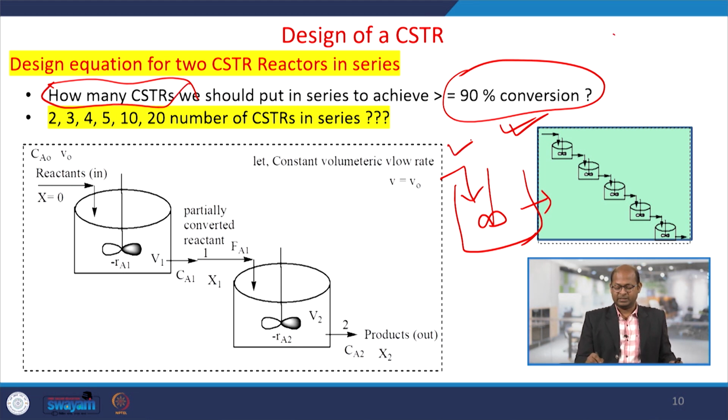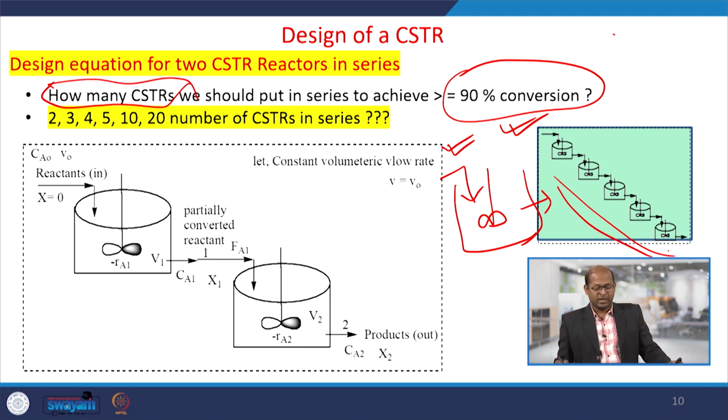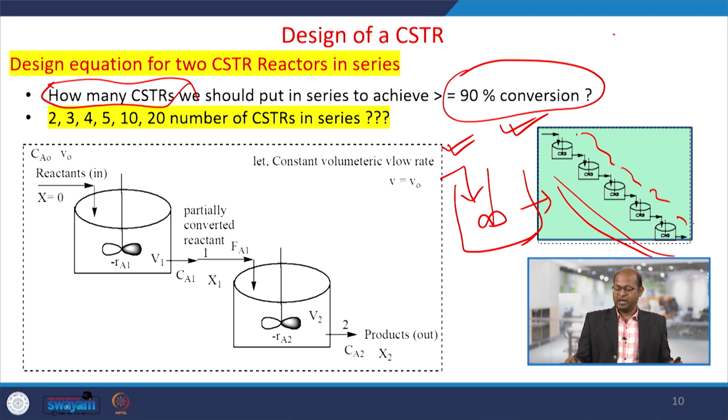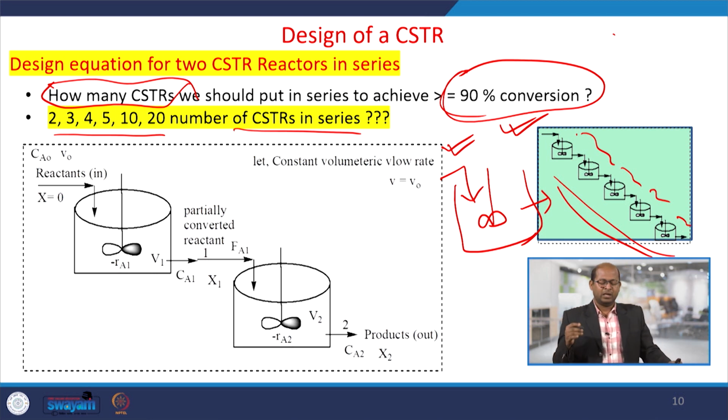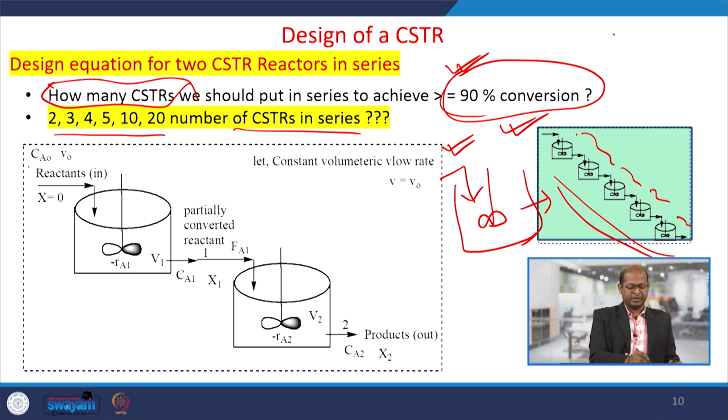Means we will not use one larger CSTR; instead we will use a series of CSTR reactors connected in series this way. So, how many CSTRs, 2, 3, 4, 5, 10, 20, should we connect in series? That we can also predict to get the desired conversion. The conversion is fixed for a particular reaction, and we have the laboratory data. So, all data we have, and the conversion is fixed at 90%. Then how many CSTRs do we have to connect in series? That we can get.